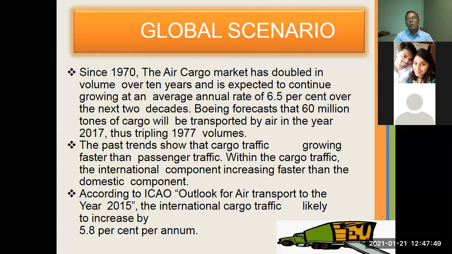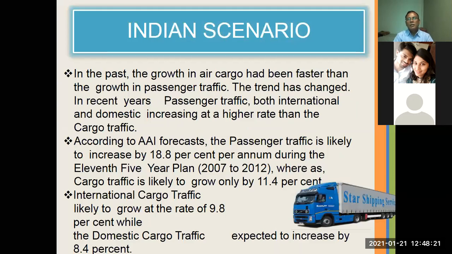Then if we see the global scenario, growth is around 6% over the next 2 decades. Similarly, the traffic of air cargo is slowly growing. On the western side, passenger traffic is less and cargo traffic is more. In comparison to the world over, India has a little reverse trend, and India needs to pick up this cargo. In the Indian scenario, passenger traffic growth is around 18.8, in double digits, whereas cargo traffic is in single digits, around 10% to 11%.